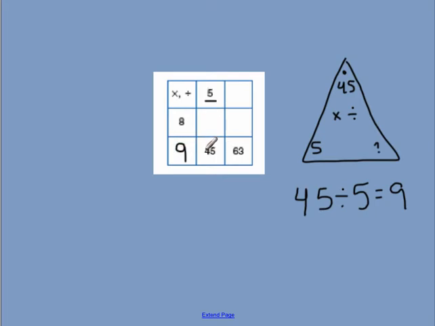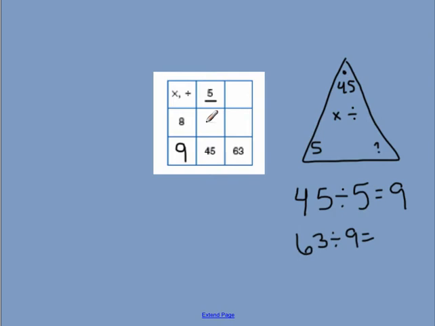Now, Mrs. G, we can figure this out because now we have one of the answers to 63. And we know that 63 divided by 9 is what? That's a hard one. That is a really hard one. Do we have any tricks for that one? I don't know. I don't have any tricks for that either.